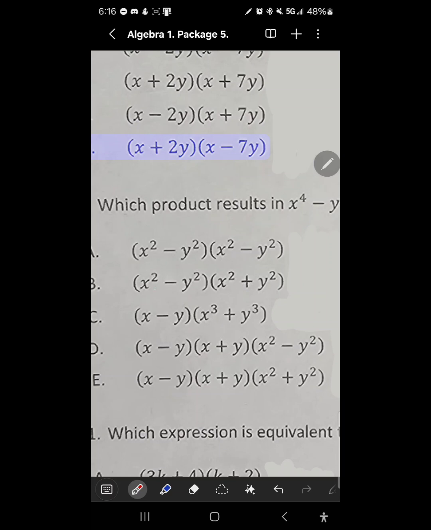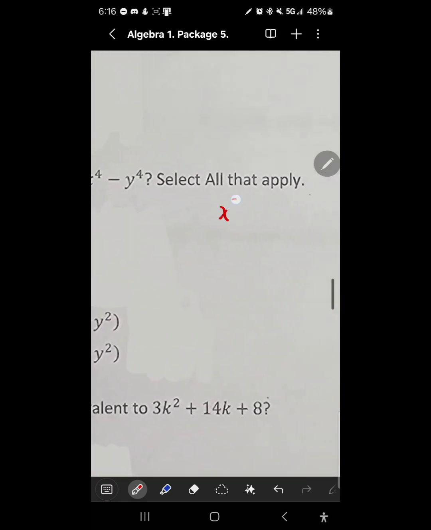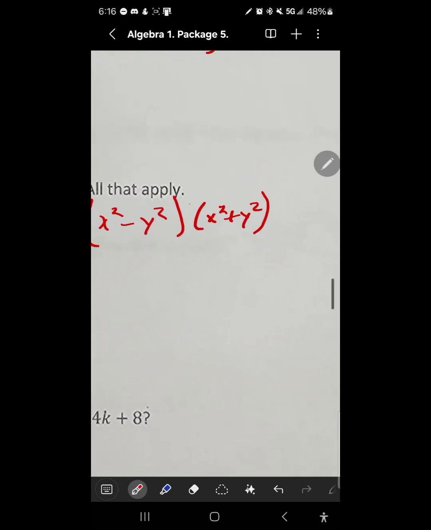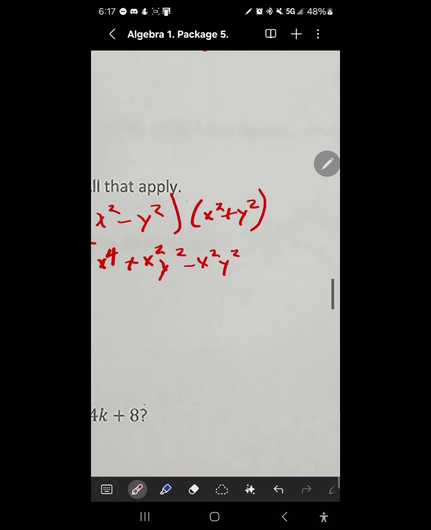Now let's see here. So we're not looking for A. And B, x squared minus y squared times x squared plus y squared. So x squared times x squared is x to the 4. x squared times y squared is just x squared y squared, minus y squared times x squared is just minus x squared y squared, and then minus y squared times y squared is minus y to the 4. So these two cancel out, and I get x to the 4 minus y to the 4.